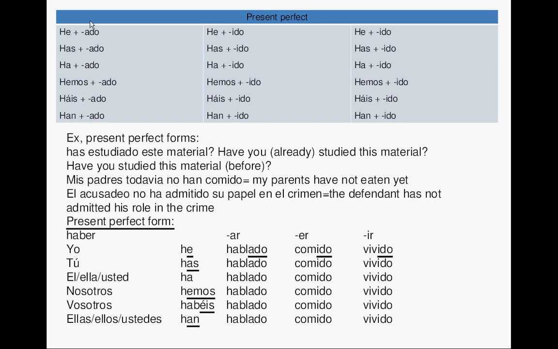So I have something: he, plus the verb ending with ADO. He ado, has ado, ha ado, hemos ado, habéis ado, han ado. For verbs ending with ER or IR, ER or IR changes to IDO. And have is he, has, ha, hemos, habéis, han, plus the verb ending in IDO.